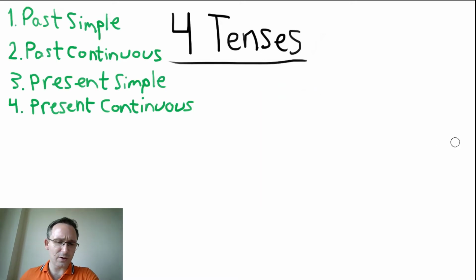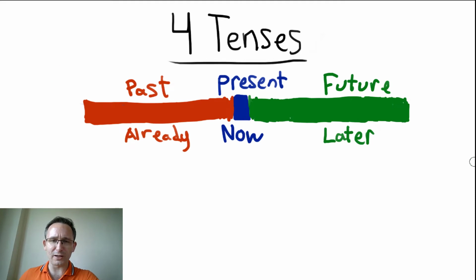Now, these tenses are right here: past simple, past continuous, present simple, and present continuous. So I'm going to explain these 4 important tenses in English to you today. Let's look at our timeline here.